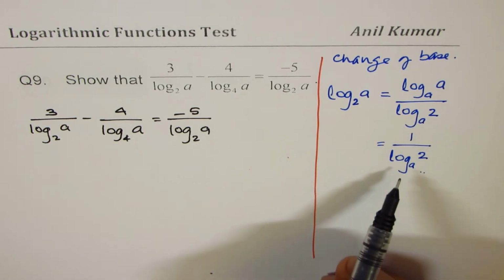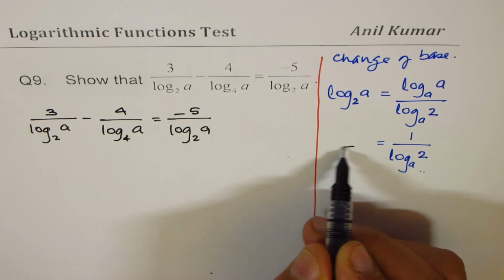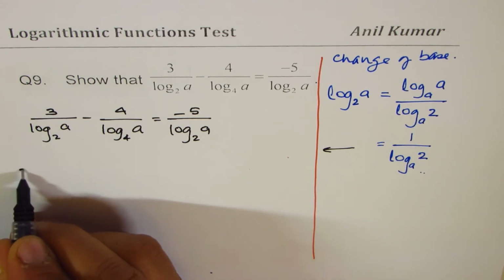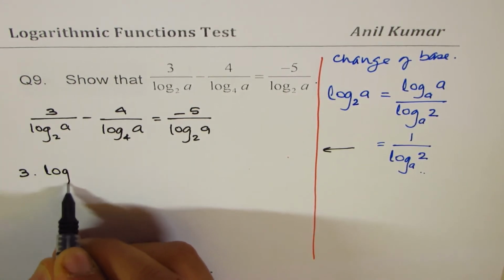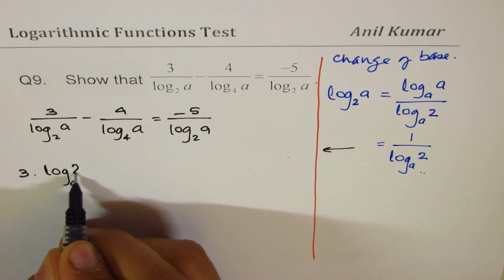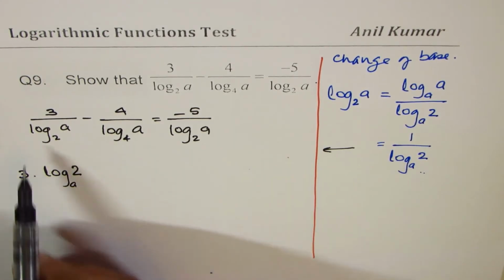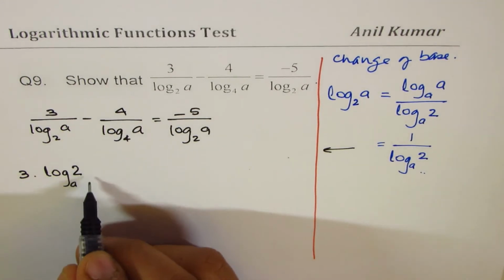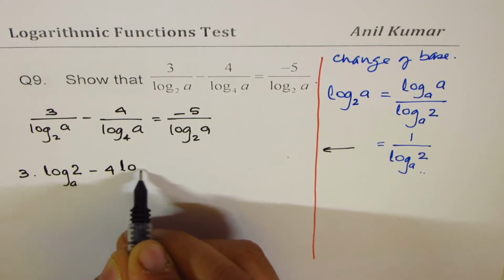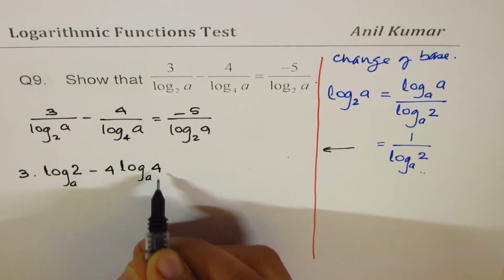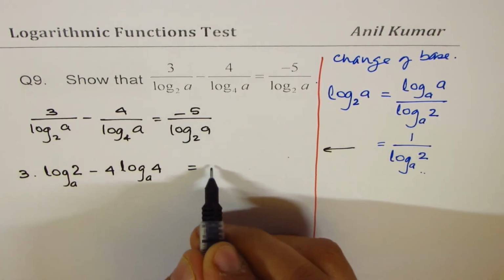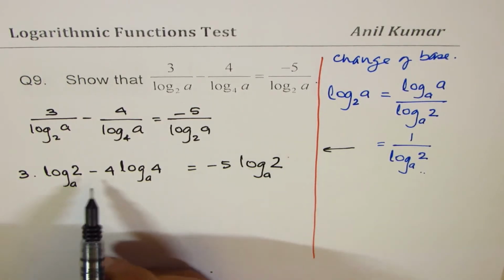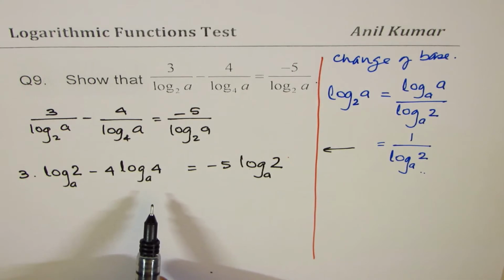So using this property or the rule, what we can do here is we could write this as 3 times log to the base a of 2. Do you get it? So 1 over that goes into the numerator. Similarly, I could write this as minus 4 log to the base a of 4. And the right side becomes minus 5 log to the base a of 2. So now I think it becomes much simpler, right?